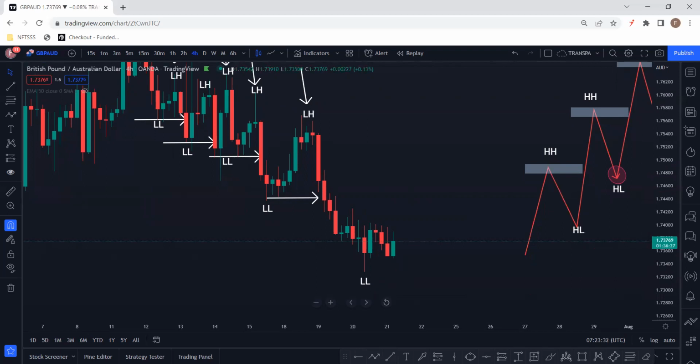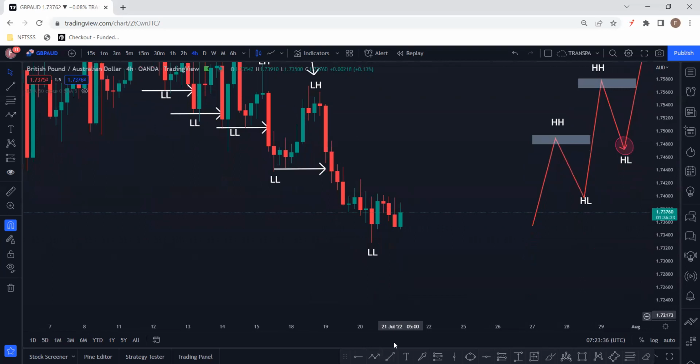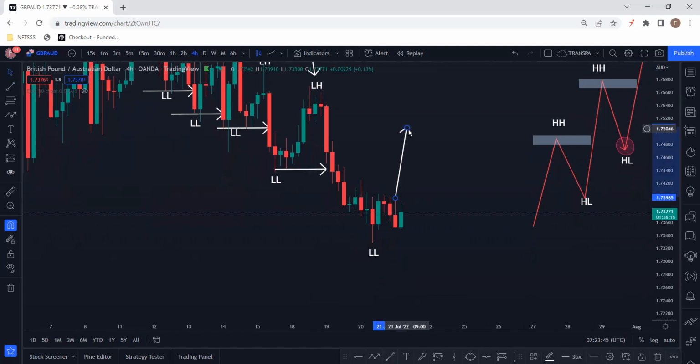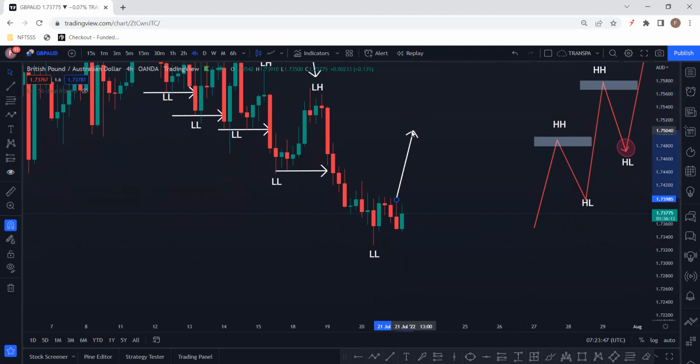So what do I need to do? I then need to wait for some form of pullback to give me a lower high, and then I can get in on that sell. Some form of pullback, and then I can look to sell.